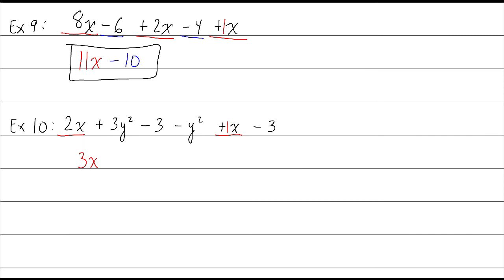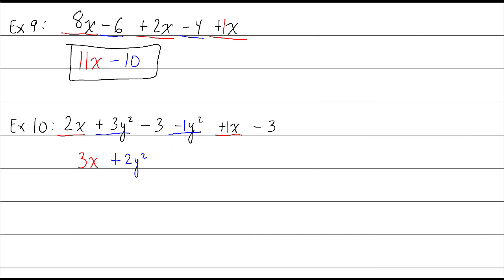Okay, next I see positive 3y squared and negative 1y squared. Notice I'm taking the sign that's to the left of it, right? That's actually telling you if it's a positive or a negative. So I'm including that plus, I'm including that minus. That's important. Okay, so 3y squared minus 1y squared. 3 minus 1 is positive 2. So positive 2y squared.